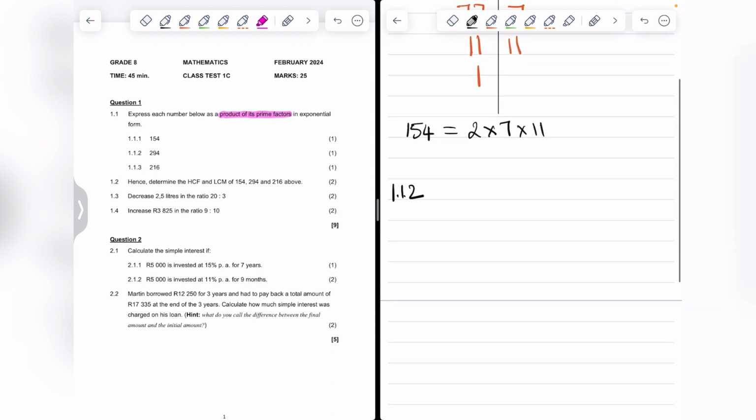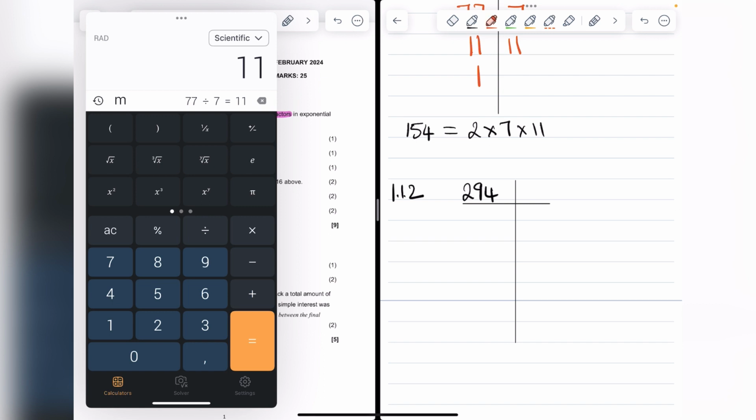That is now for 294. Once again, the smallest prime number that can divide into 294 is 2. So 294 divided by 2 is 147. The smallest prime number that can go into 147 is, let's try 3. It is 3, and that will give us 49.